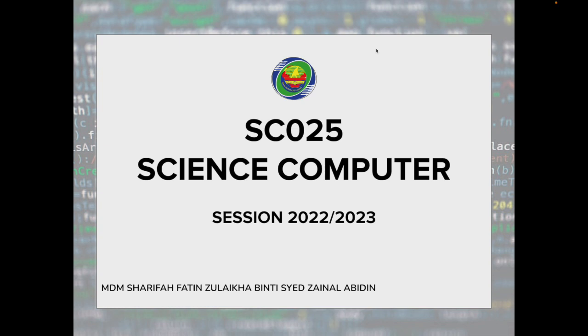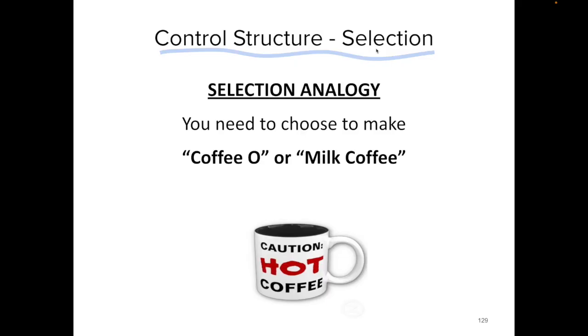Okay, so dalam previous video kita dah tengok apa tadi? Apa itu? Sequence kan? Okay, so dalam video ni khasnya kita nak cover selection. Okay, selection control structure. So, there is this one analogy that we can relate to selection.